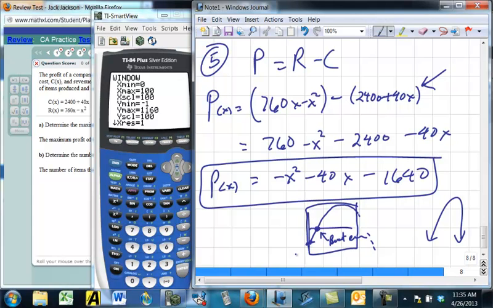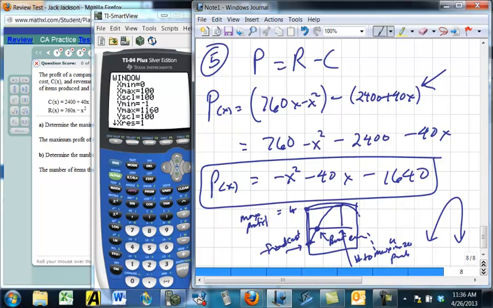This is going to be the opposite of your startup cost, or your fixed cost. It'll be the opposite of that. And right here, this x is going to be the number to maximize profit. And the y that goes with that, so this is h, this is k, and this will be the max profit.